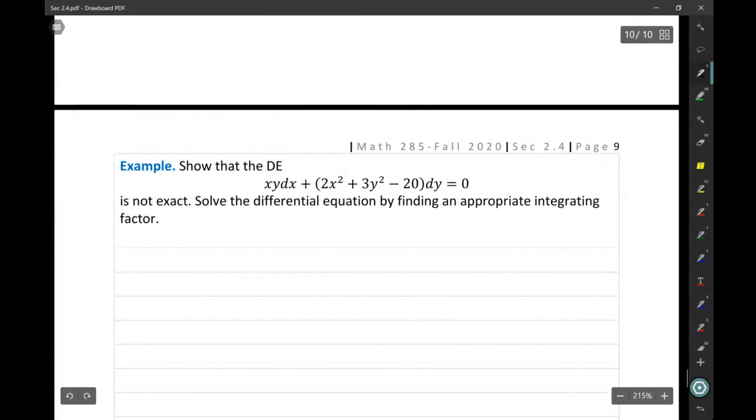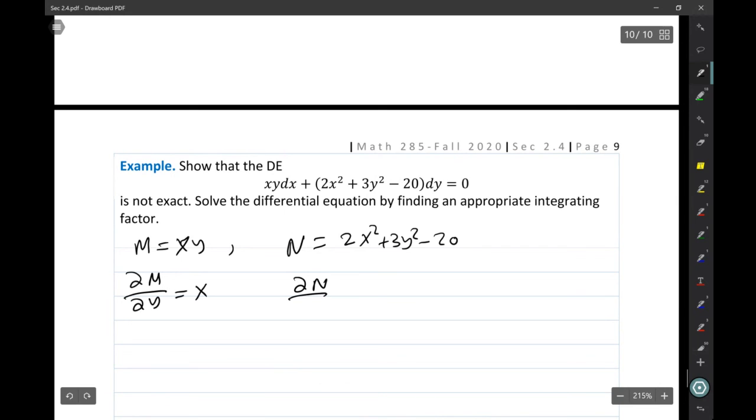Okay, now what's the value of M here? It is xy. N is 2x squared plus 3y squared minus 20. dM by dy is equal to x. dN by dx is equal to 4x. And therefore, what? So it is not exact.